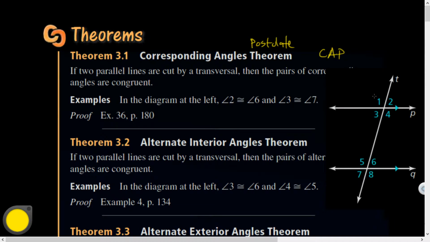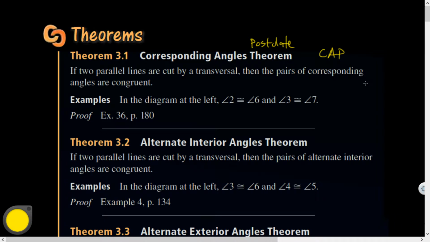Angle 2, right there, and angle 6 are corresponding angles, and according to this, they are congruent to one another, as well as, for instance, angles 3 and 7, or angles 5 and 1. All of the corresponding angles belong to us.